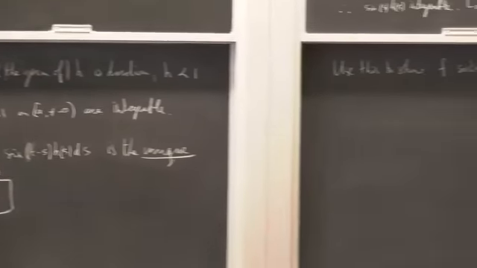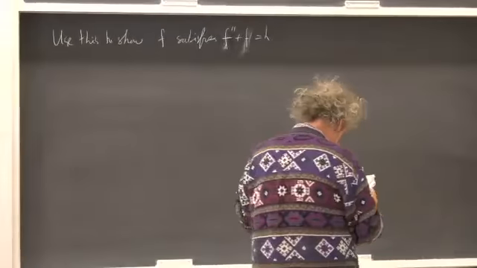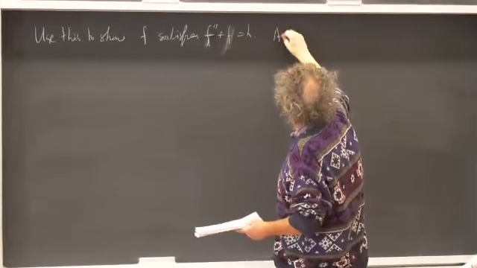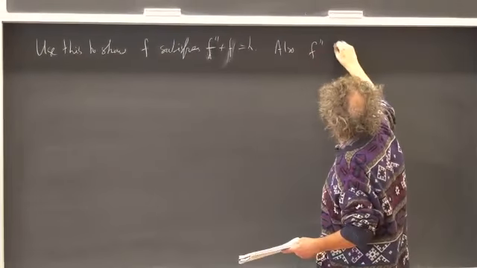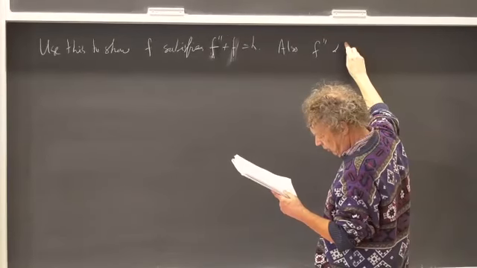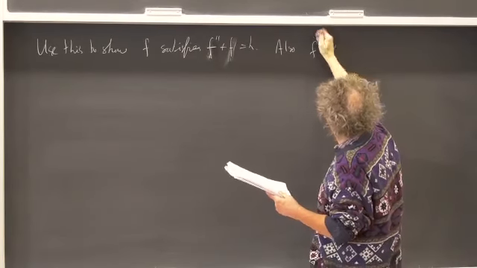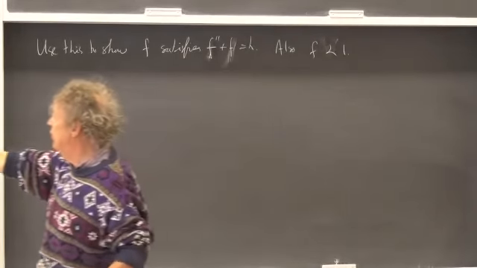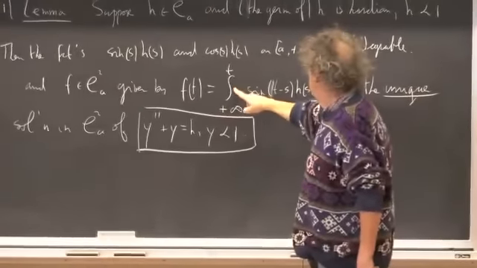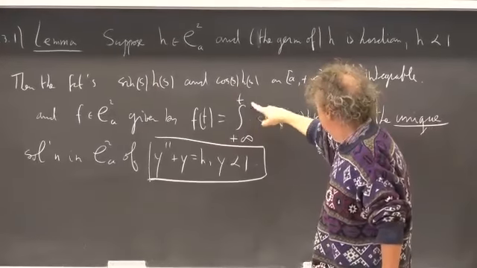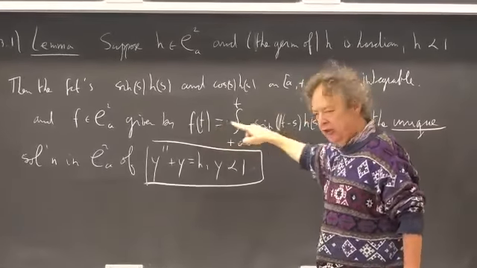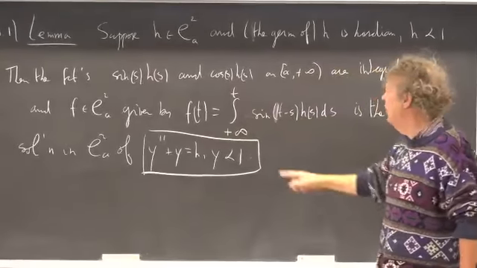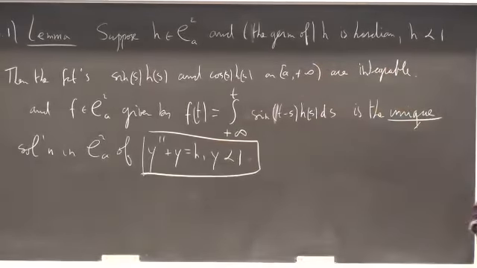Okay, and now, but also f is, right, because this integral exists. That means if t becomes very large, this integral becomes very small. So f(t) goes to 0 as t goes to infinity.